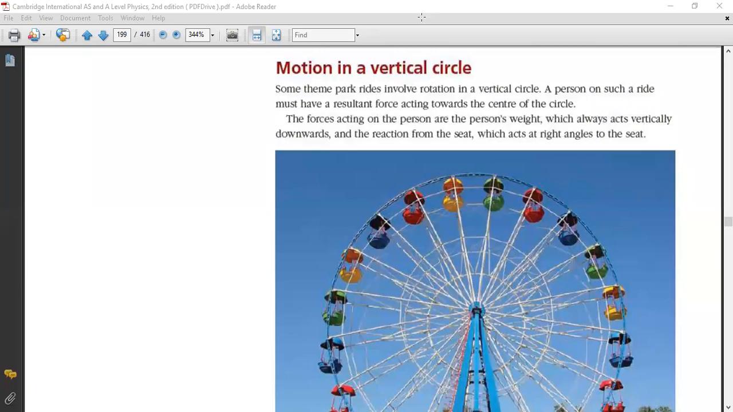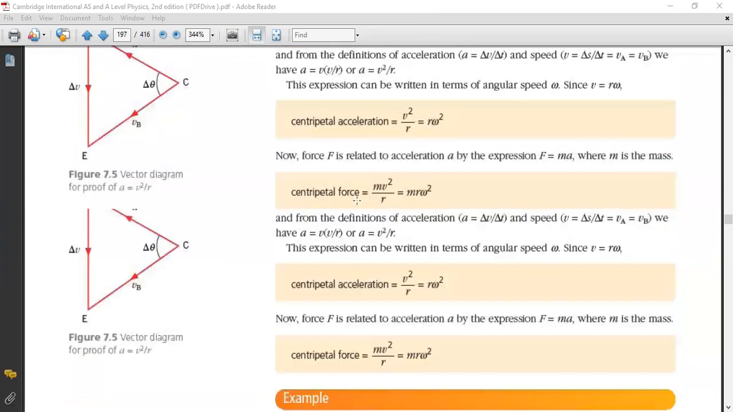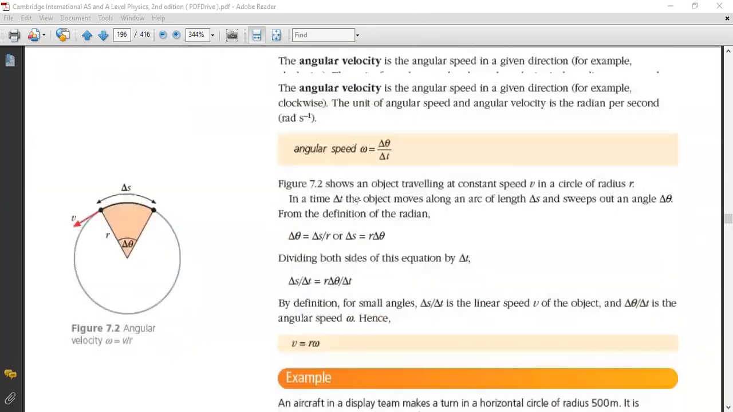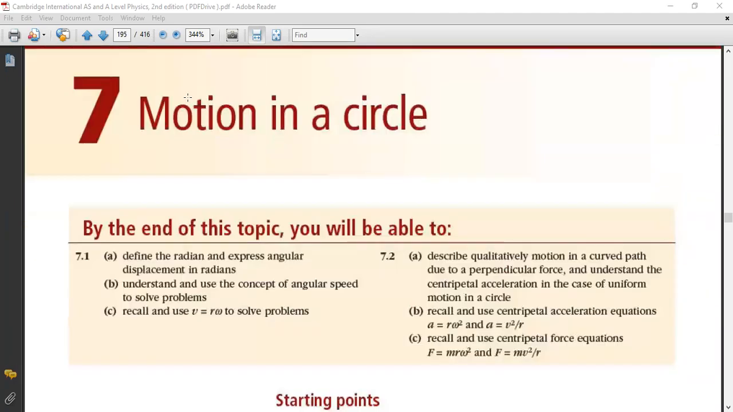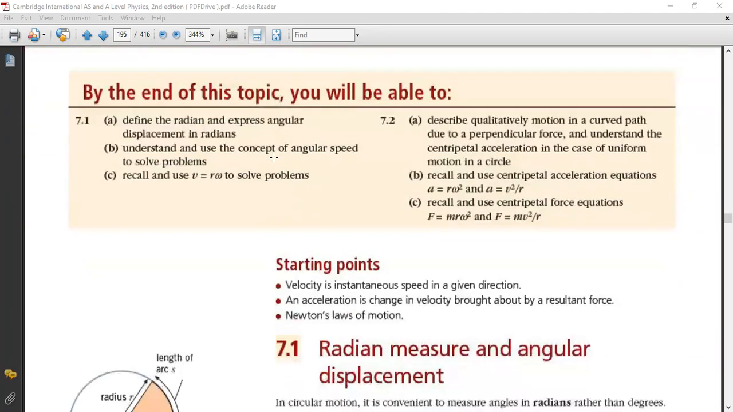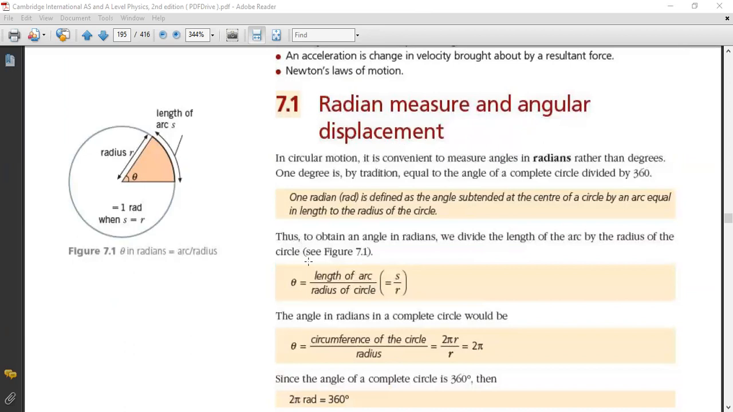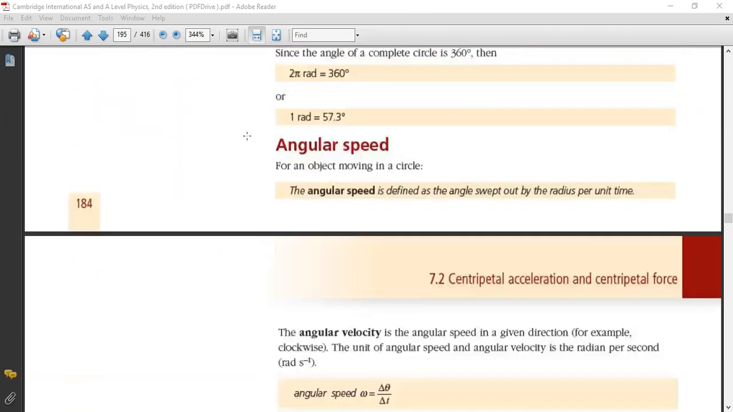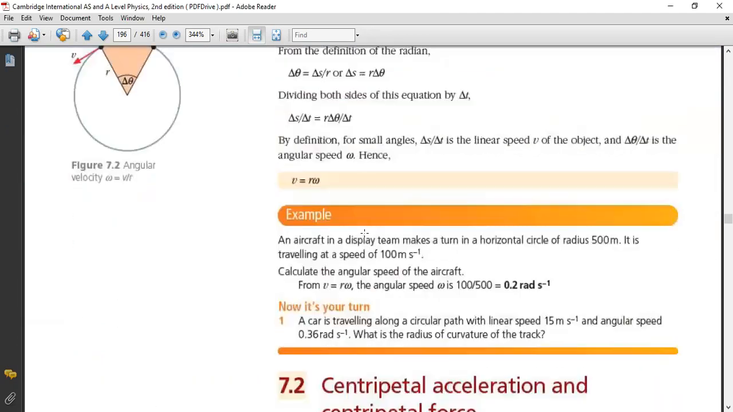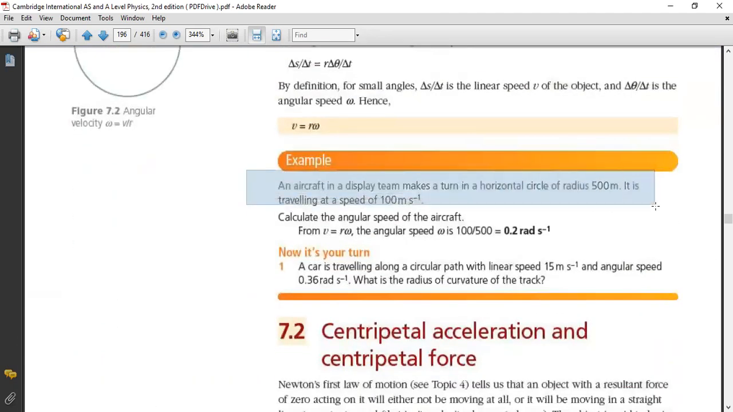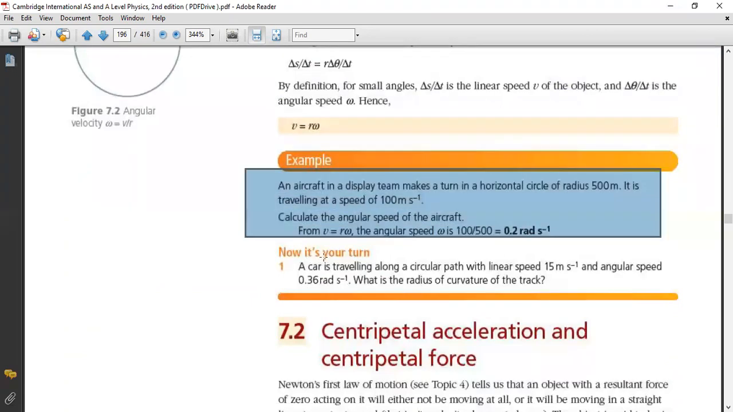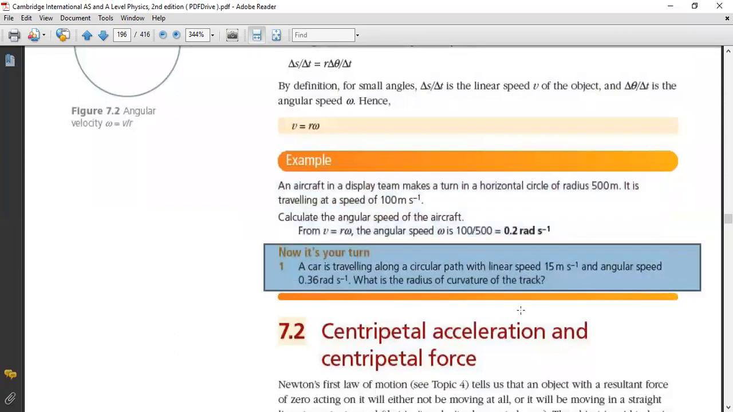Okay, so we will see this chapter starting from your book, and almost all the topics we have covered. So this was motion in a circle. We have discussed radian measurement and angular measurement, the angular acceleration. We have done angular speed also, and after that I solved this example in the class. This example also we have solved in the class.